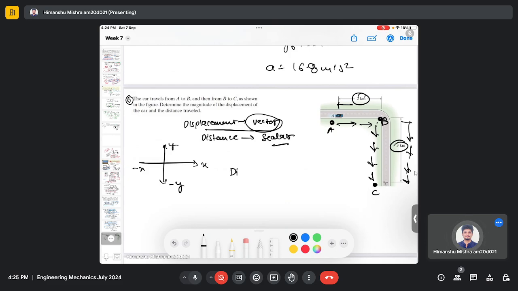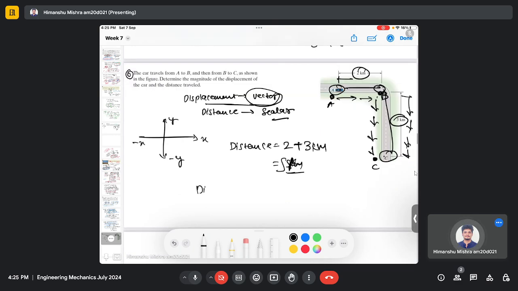The distance, which is a scalar quantity, is just additive. It satisfies the additive property, which is 2 plus 3. So the distance is 5, because it first moved from A to B, which is 2 kilometers, then B to C, which is 3 kilometers. So the overall distance is 5 kilometers. Sorry, it's kilometers. So it's 5 kilometers. This is the distance, but the displacement is the vector quantity.